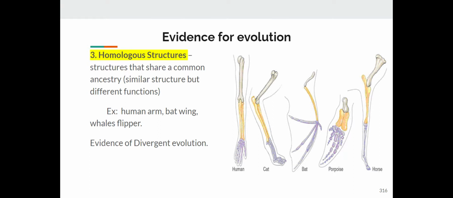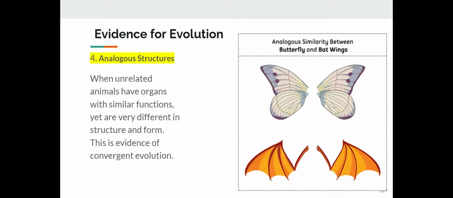So this gets us to understand that maybe these things evolved from the same common ancestor, but because they're in different habitats and doing different things, these structures evolved to do different things. All right.